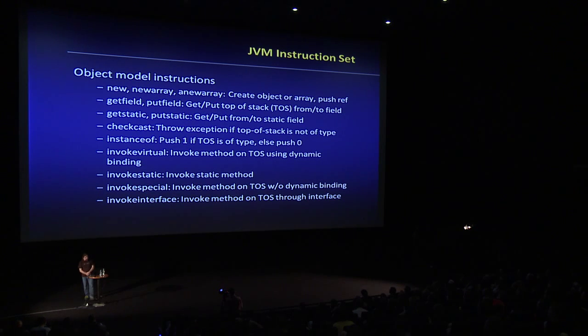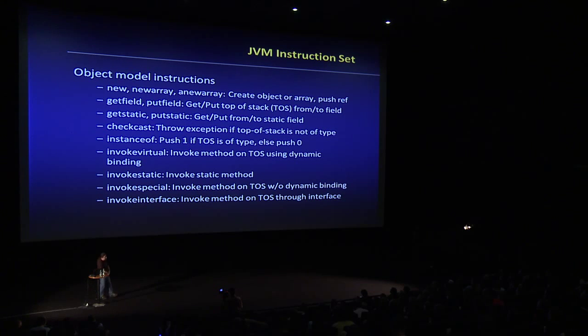Check cast, instance of. That's pretty much what you would expect. Anytime you do a cast, it will do a check cast to determine whether or not this thing is in fact of that particular type. And the difference between check cast and instance of is that check cast will throw an exception and instance of will simply return true or false.